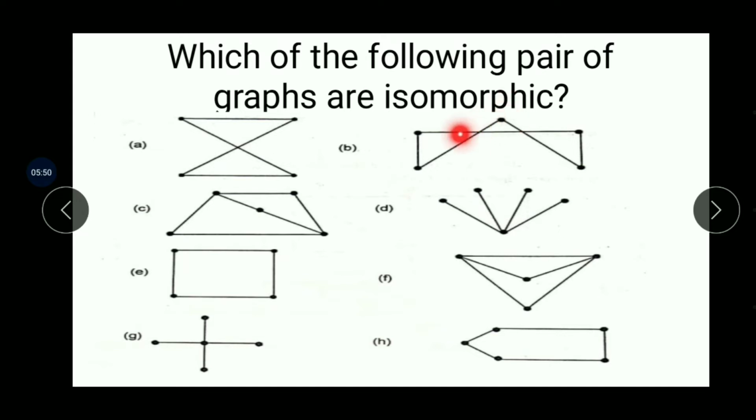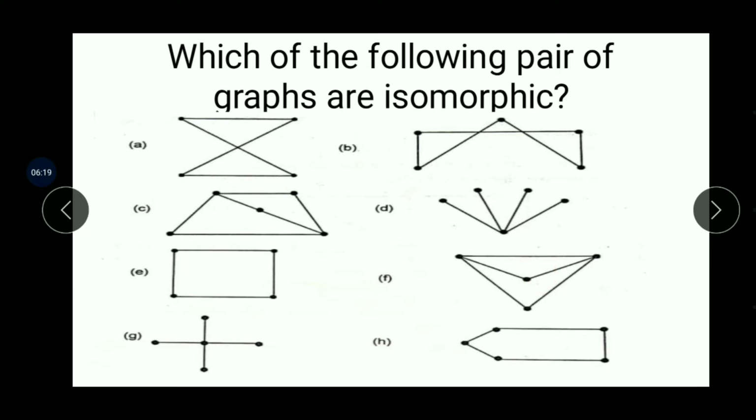Here we have 5 vertices. In this graph we have 5. In this graph again we have 5. In this one we have 4. So E can be isomorphic to A. This graph again has 4 vertices, so F can be isomorphic to A. This has 5, so this is cancelled. Again this has 5, so this cannot be isomorphic. So either E will be isomorphic to A or F will be isomorphic to A.